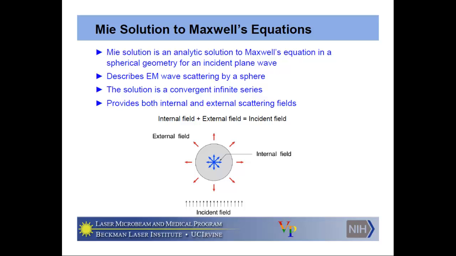And it described electromagnetic waves scattering by a sphere. The solution is an infinite series, but it converges. It provides both internal and external scattering field, at any given location. What they did was they considered the boundary condition, the internal field plus external field equal to the incident field at the boundary, then found a solution. They found the coefficients and found the solution for internal and external fields.